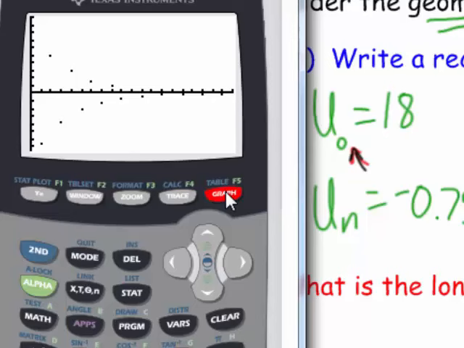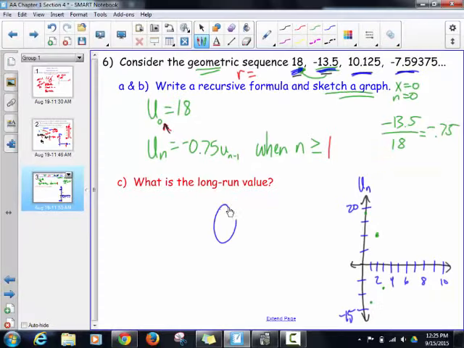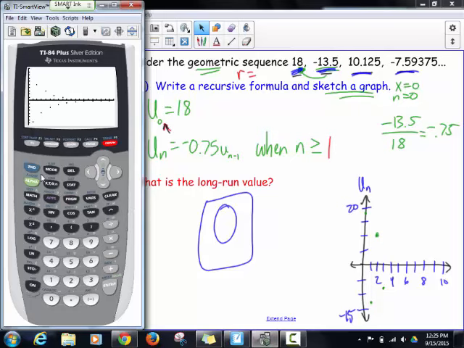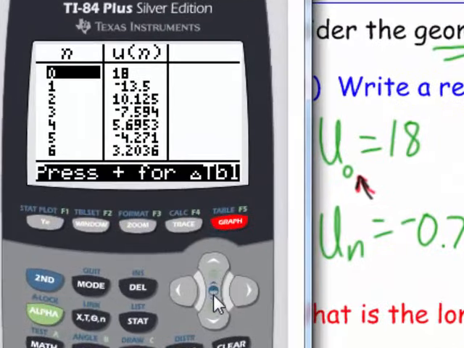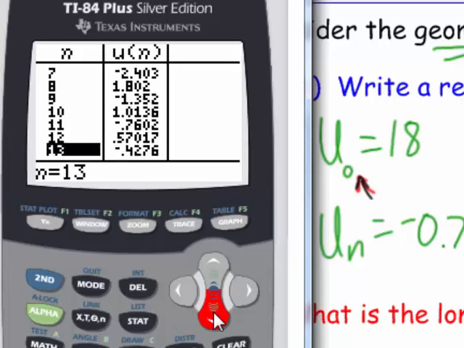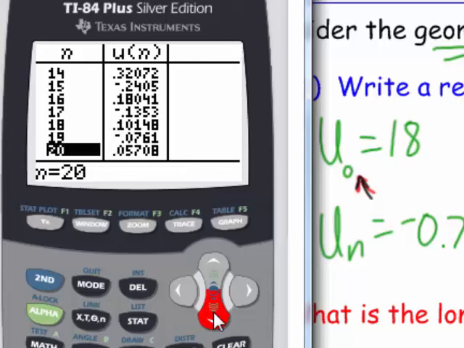Can we tell what the long run value is? As this graph continues, it keeps bouncing back and forth from negative to positive, and it looks like the long run, its limit, is going to be 0. It's pretty much going to be right on that 0. So I know just by looking at the graph that my long run value is 0. And if I went to my table, I should also be able to tell that. If I pop up my table and start scrolling down, all these numbers are working closer and closer to 0. So you can tell by the graph or by looking at your table.